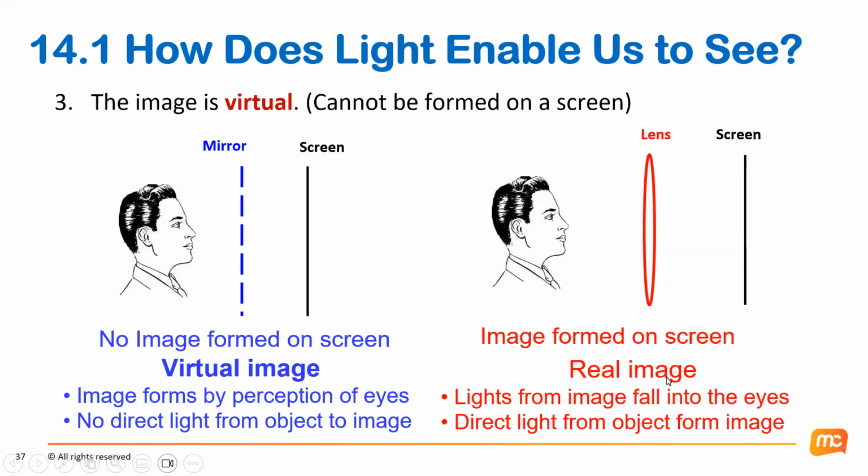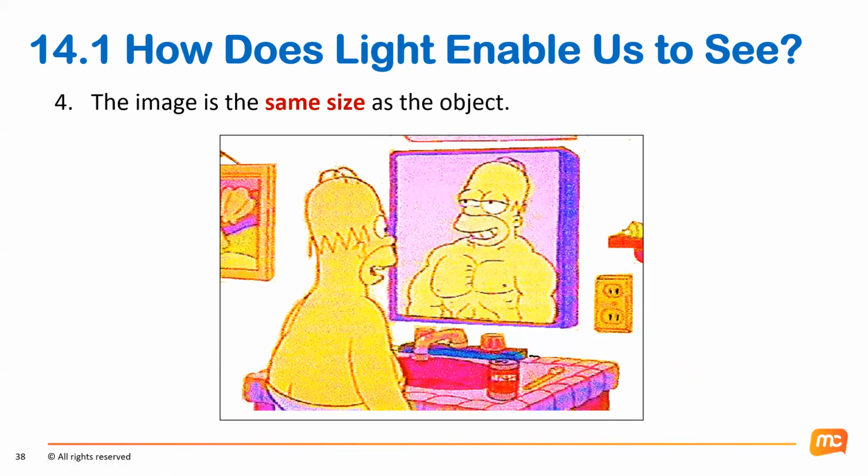Next one, we have the image is the same size as the object. Take note, in exam, you cannot just write same size. You need to write the full statement: image is the same size as the object. People always have this misconception. Like in this example, when guys look into the mirror, they feel that, wow, I'm very muscular, I got a lot of muscles, but in fact, they don't really have a lot of muscles.